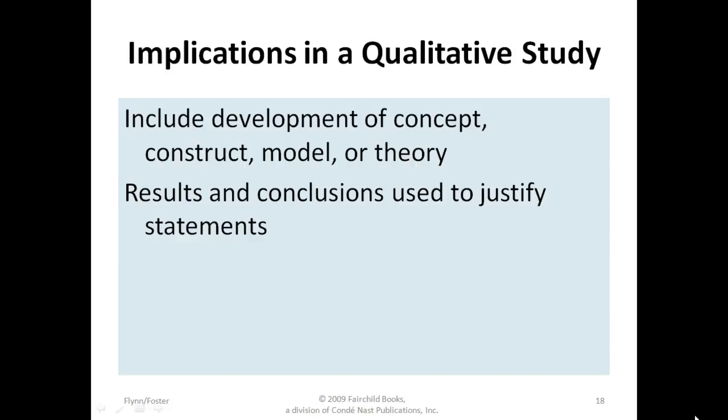Next are implications in a qualitative study. And you must justify your results and your conclusions in your qualitative study, and you also include the development of your concept, construct, model, or theory. An example of implications in a qualitative study would be something kind of like this. Red is the best color for wall displays when doing visuals because within our study we found that consumers, when choosing colors, liked red and saw red as a color that made them want to buy.